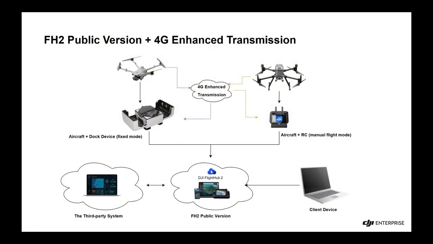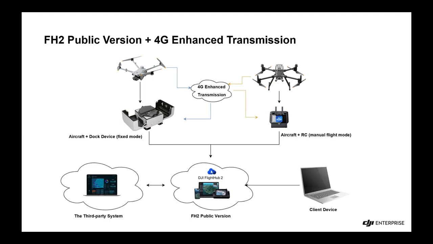So let's talk about 4G enhanced transmission. FlightHub 2 on-premises also supports 4G enhanced transmission. So how is this done? When we're talking about the public version, let's have a look at how it actually works. We have a 4G modem device built in, or you can install one on the aircraft, as well as the controller or the dock, in order for them to communicate using 4G as an alternative for the video transmission link.